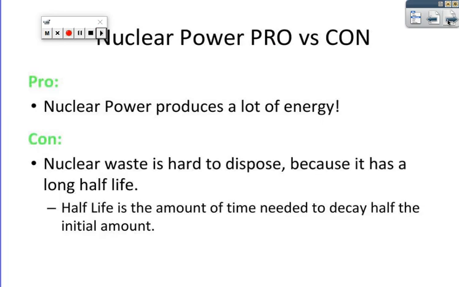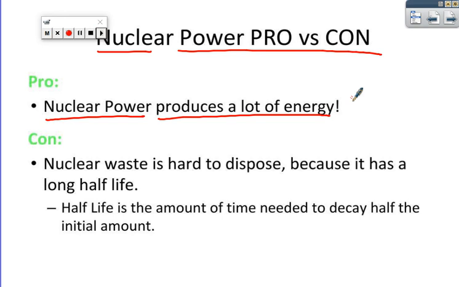So, nuclear power, pros versus cons. Pro, nuclear power produces a lot of energy. That's good because we need lots of energy. We want to charge our phones and do all kinds of other things. Con, nuclear waste is hard to dispose of. That means that we don't really know what to do with it because it has a really long half-life. And we're going to talk more in depth about half-life later. But it has a long half-life.